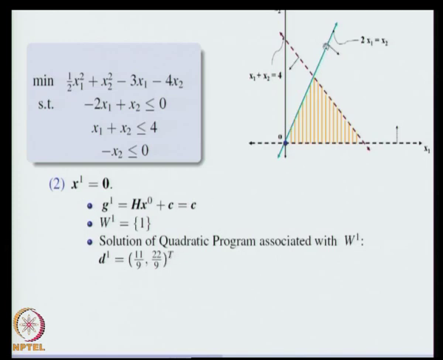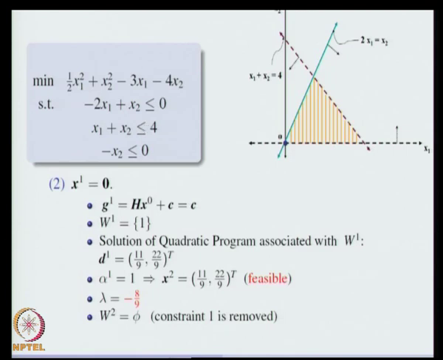So, this direction is given here. Now, if we take alpha 1 equal to 1, we get x2, which is this point, and one can check that that point is feasible. The corresponding lambda, if we calculate, is negative, and therefore we need to drop this constraint from the working set, and after removing that constraint, we get w2 to be a null set.